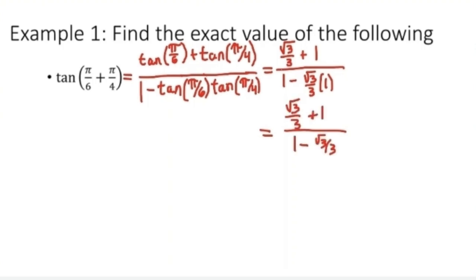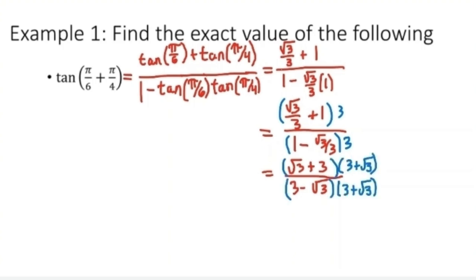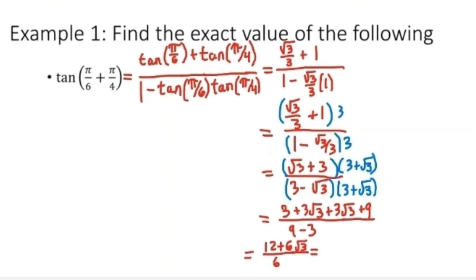Since we have complex fractions, we can multiply numerator and denominator by the least common denominator of all of our fractions, which is 3. And when we distribute the 3, we get root 3 plus 3 all over 3 minus root 3. Just like before, we do want to rationalize the denominator, so we'll multiply top and bottom by 3 plus root 3. This time in the numerator, I am going to FOIL. When we FOIL the numerator, we get 3 plus 3 root 3 plus 3 root 3 plus 9. In the denominator, we get 9 minus 3, which gives us 12 plus 6 root 3 over 6. Divide each term by 6, and we get 2 plus root 3 as the exact value of tangent pi over 6 plus pi over 4.